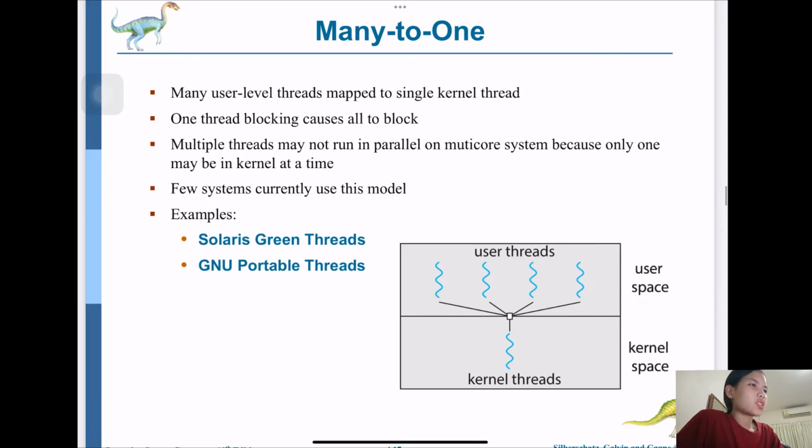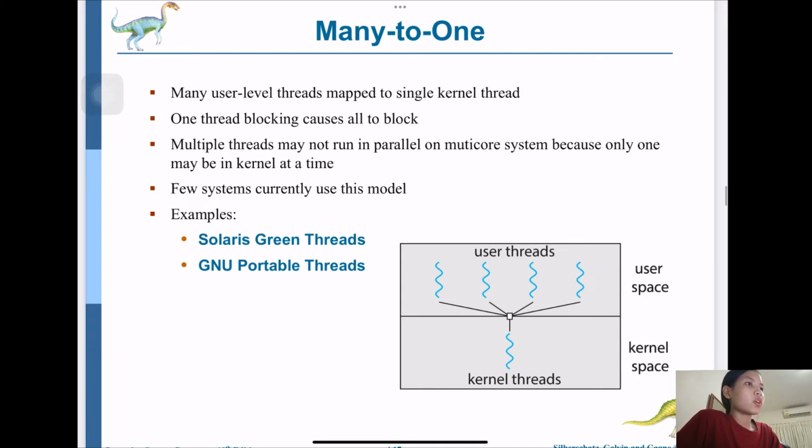One-to-one: each user-level thread maps to a kernel thread. Creating a user-level thread creates a kernel thread. It provides more concurrency than many-to-one. The number of threads per process is sometimes restricted due to overhead. Examples: Windows, Linux.